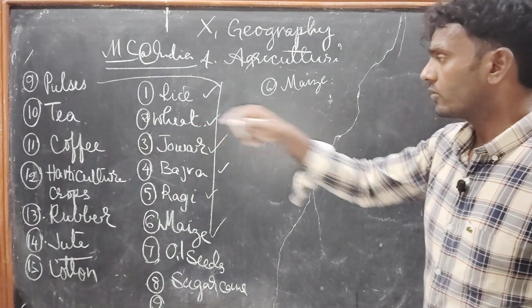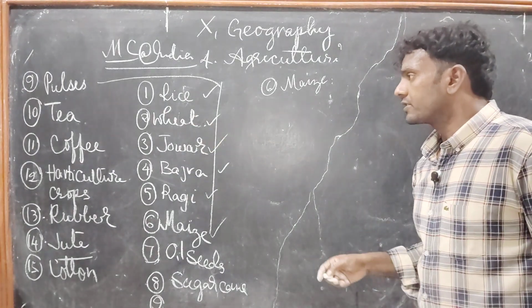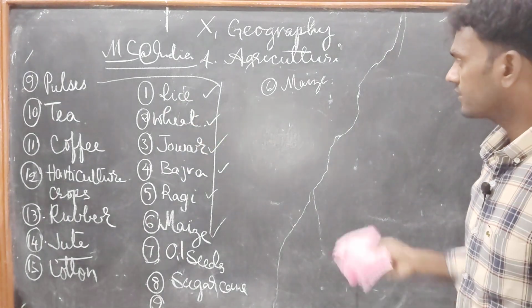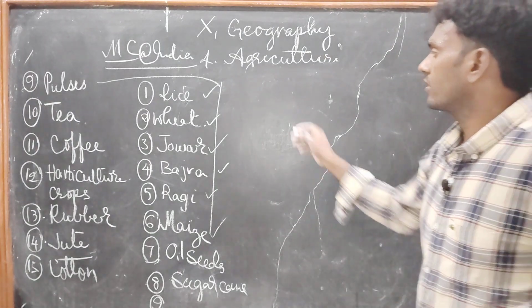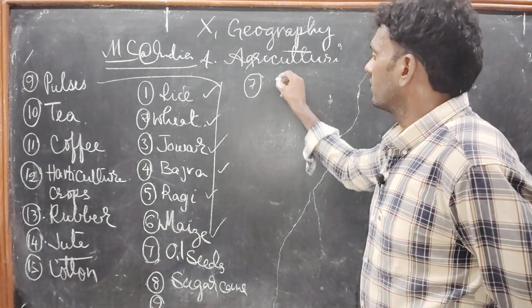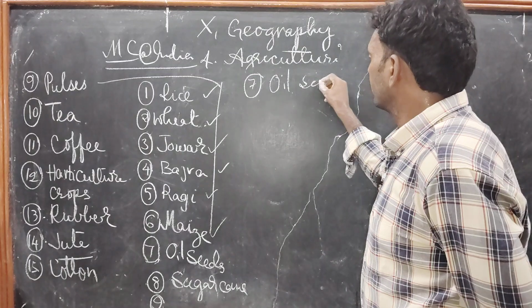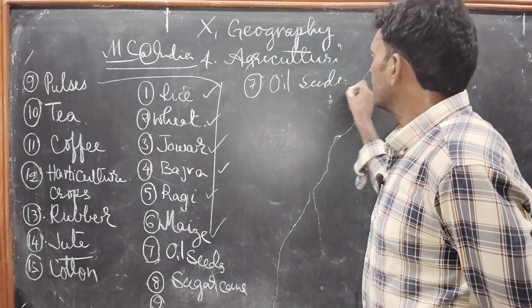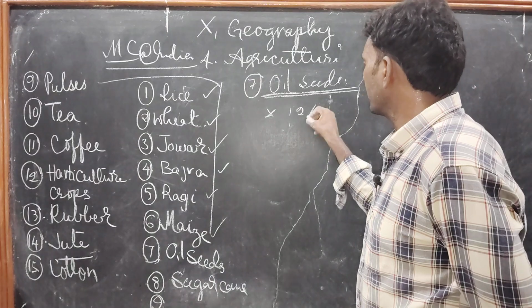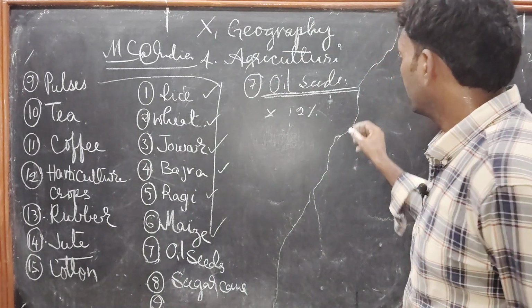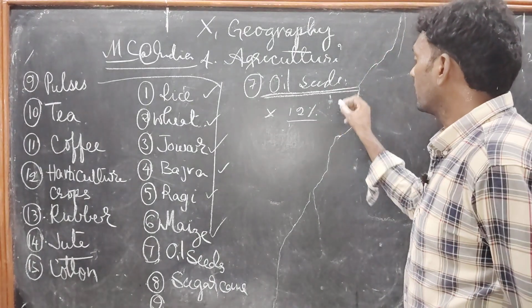Now we are discussing oil seeds. You know what oil seeds are? Oil seeds, the 7th one. Nearly 12% of land in India is cultivated for oil seeds.